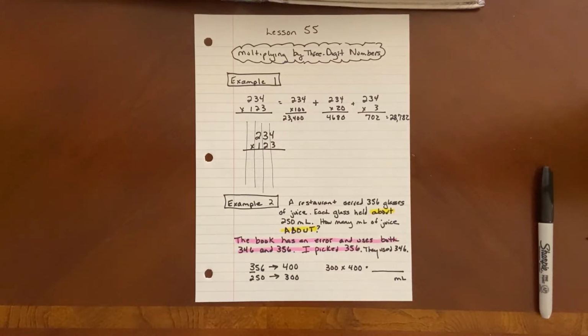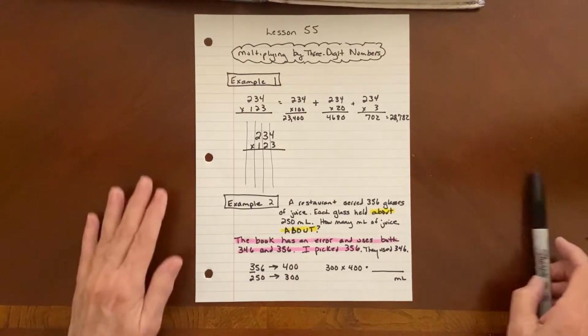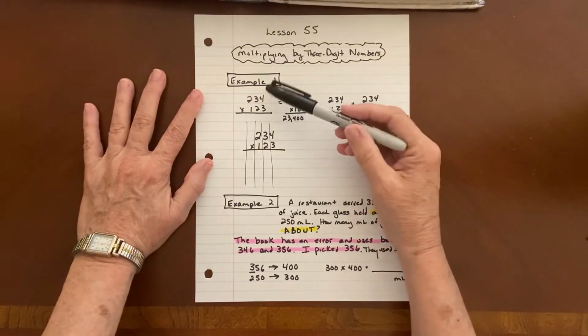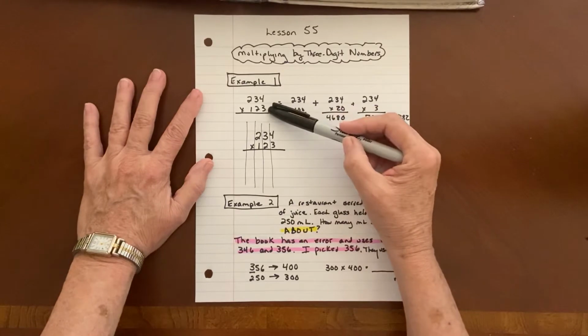Okay, this is lesson 55, multiplying by 3-digit numbers. So it's not very different from multiplying by 2-digit numbers. You just have to do a little bit more, one more step. So they give you a problem and they say 234 times 123.